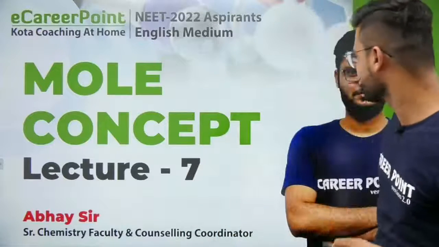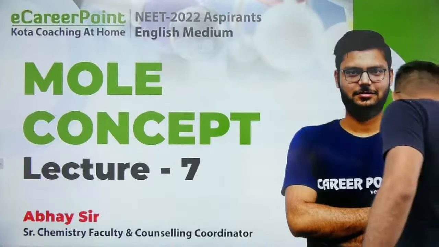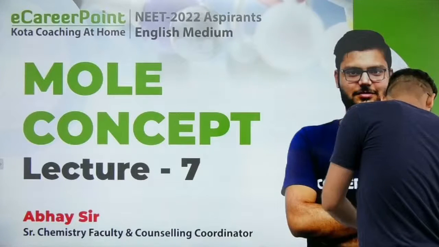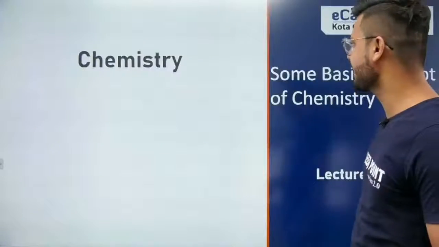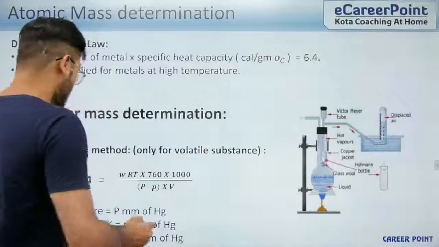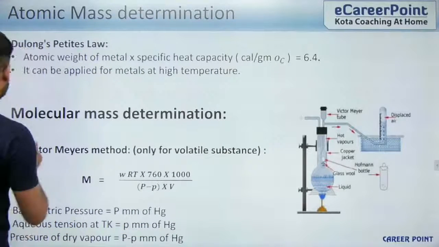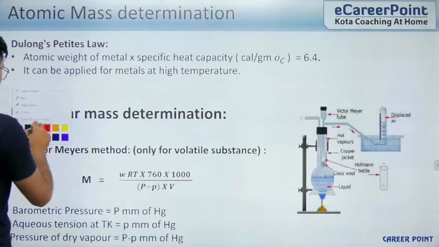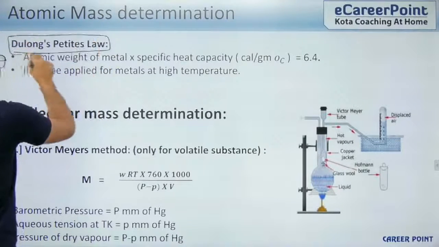This is lecture number 7 and let's start with the atomic mass determination. So how to do the atomic mass determination? The first method is called Dulong Petit's law.